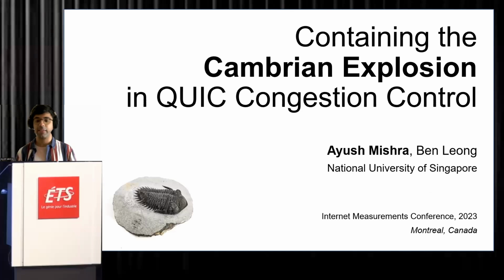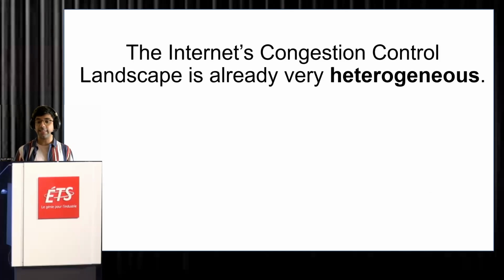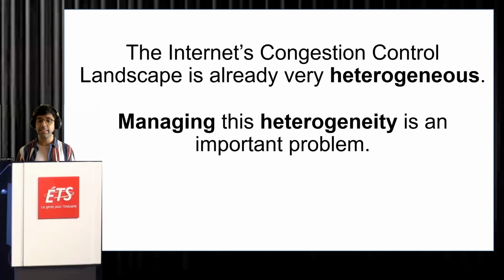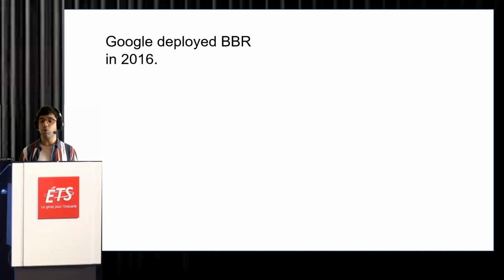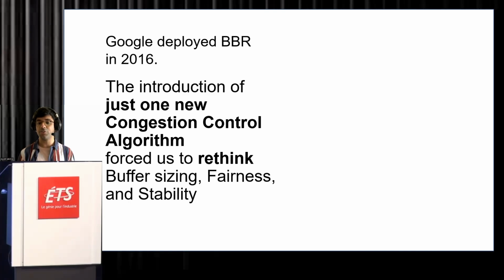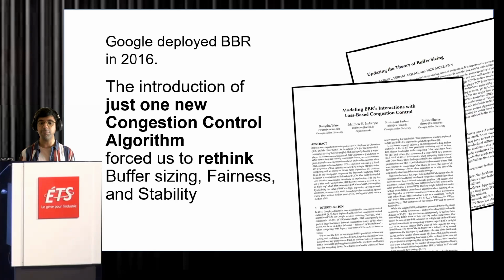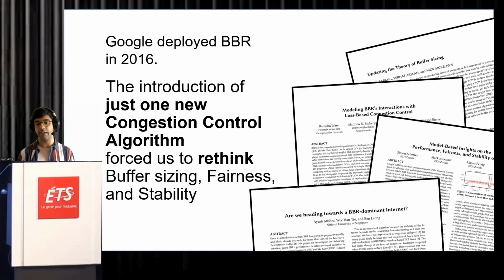Let's continue. The Internet's congestion control landscape has grown increasingly heterogeneous in the past few years. In general, it's important to manage this heterogeneity and keep an eye on how different congestion control algorithms behave and compete on the Internet. As an example, Google deployed BBR in 2016, an algorithm that was significantly different from the then most dominant CCA, QUIC. As it turned out, the introduction of just this one new congestion control algorithm forced us to rethink buffer sizing, fairness, and the general stability of the Internet.